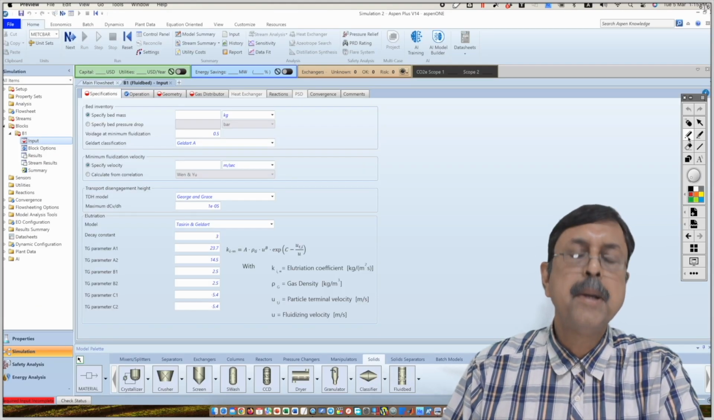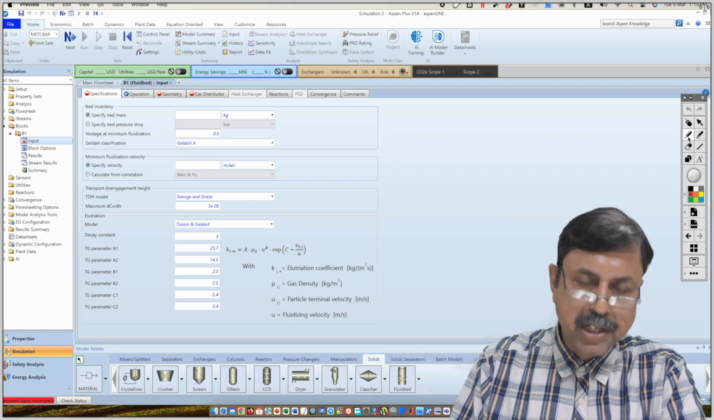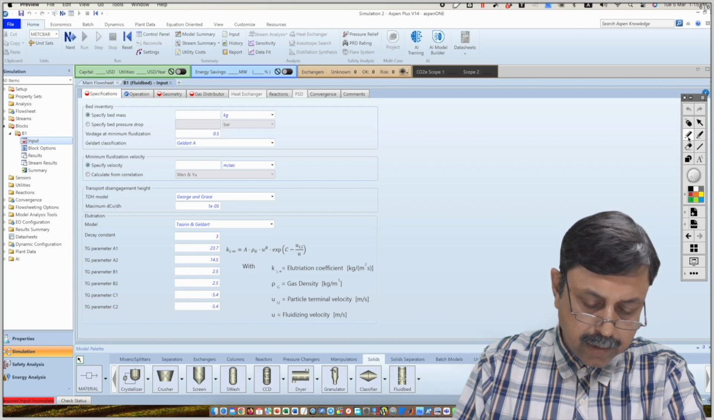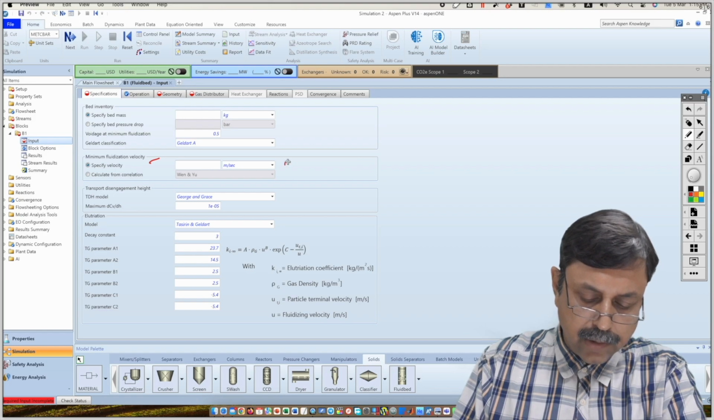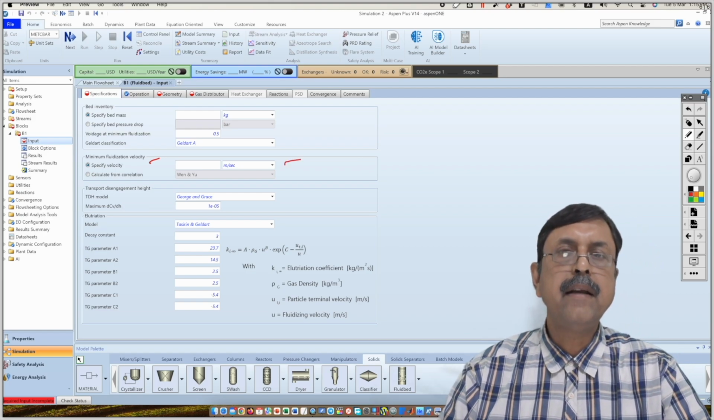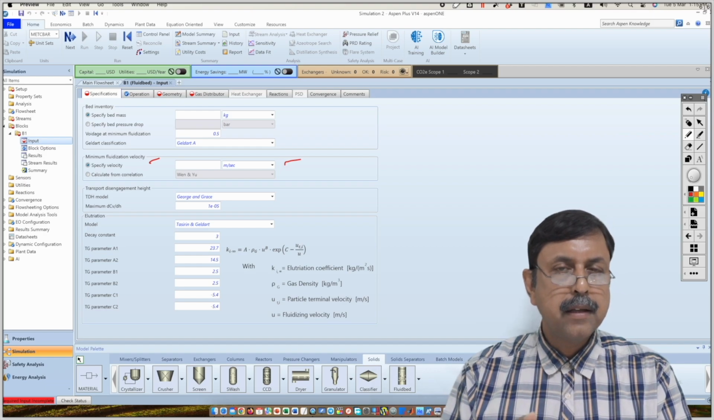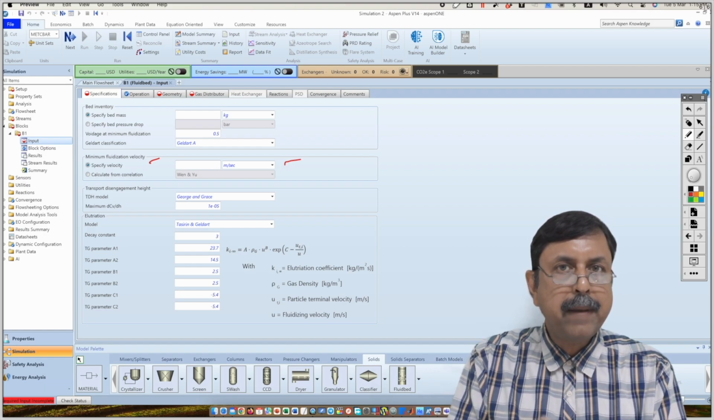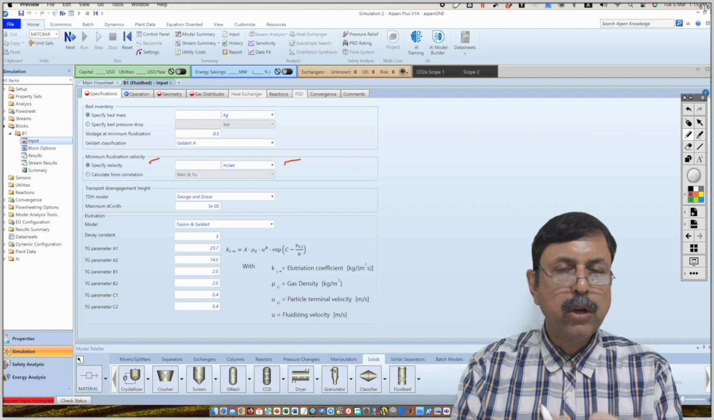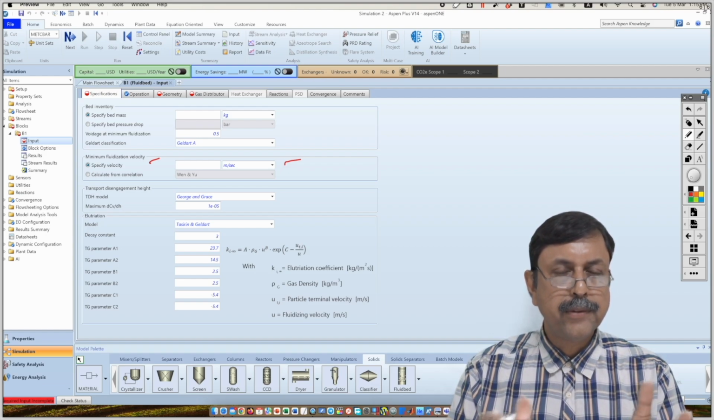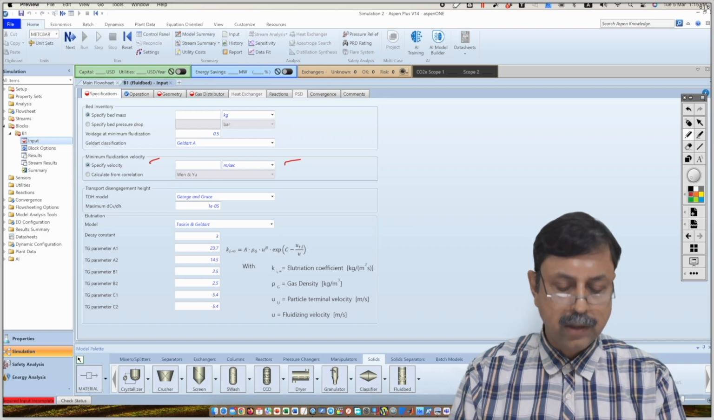Then comes the minimum fluidization velocity. This is the minimum fluidization velocity. As I have already explained, this is the velocity at which, for the first time, the entire bed is fluidized, or there will be no portion of the bed which is still static. So that is the minimum fluidization velocity.